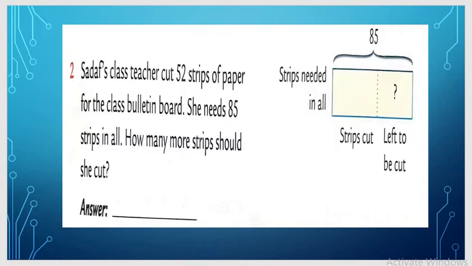I hope you all understood and are enjoying our maths lectures. Okay, so here is question number 2. Question number 2 is what, all students? Sadaf's class teacher cut 52 strips of paper. Strip of paper means what?